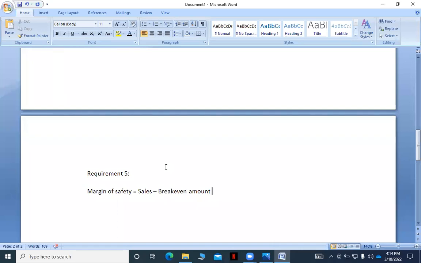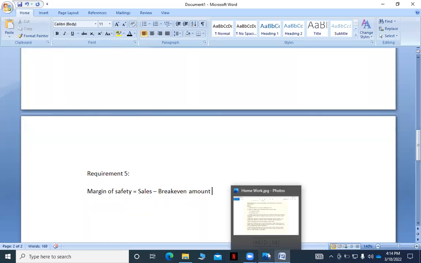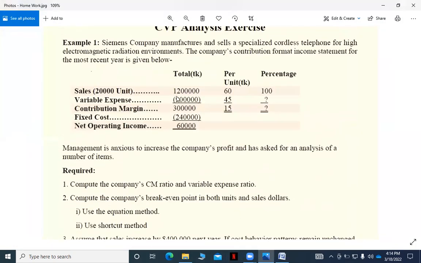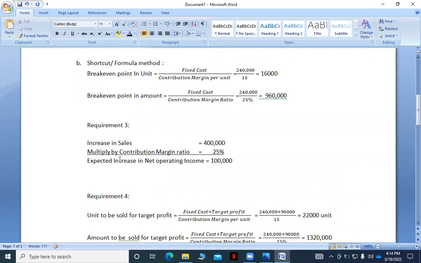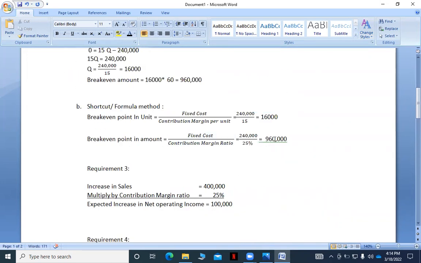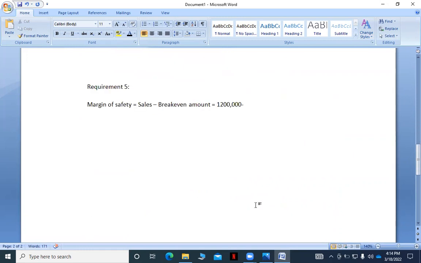Okay, margin of safety equals sales minus break-even amount. Here in this question, our sales value is 12 lakh. 12 lakh minus the break-even amount, which we already calculated. Break-even amount is 9,60,000, so we minus 9,60,000. Whatever we get, we call it the margin of safety. So how much is it? 2,40,000 is our margin of safety.